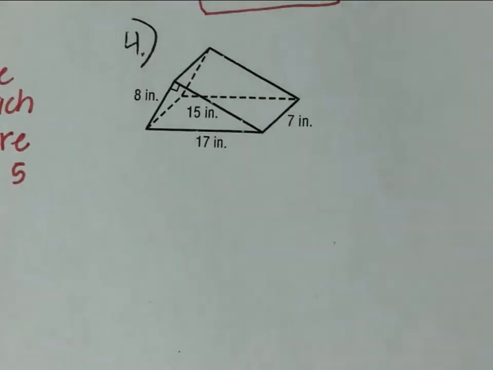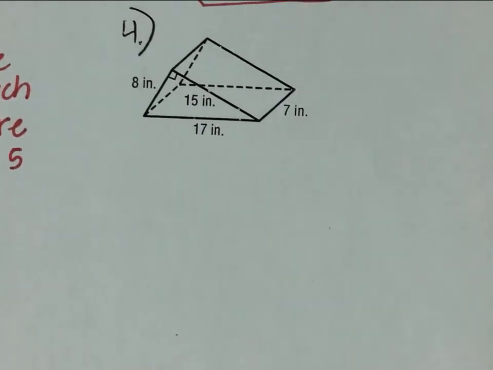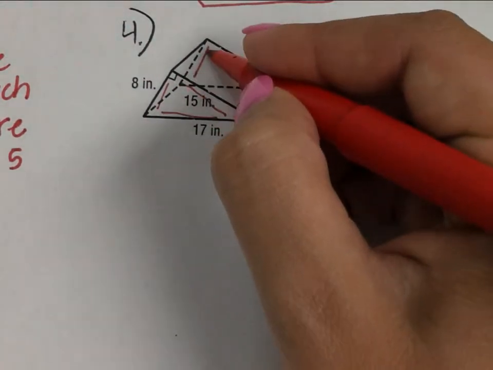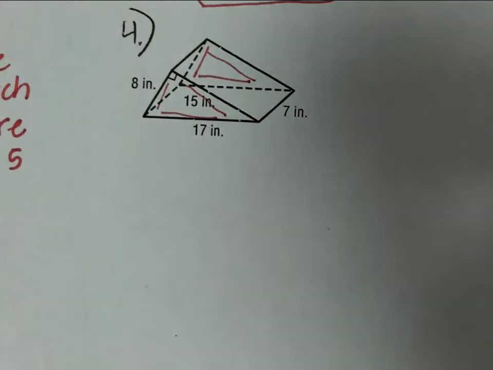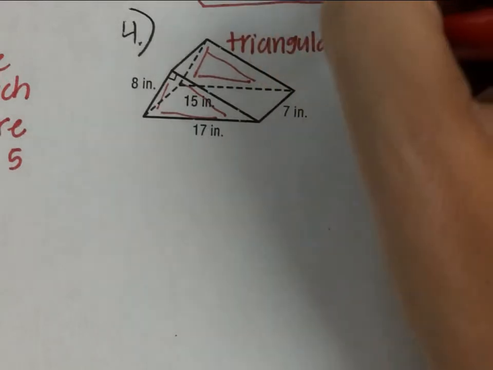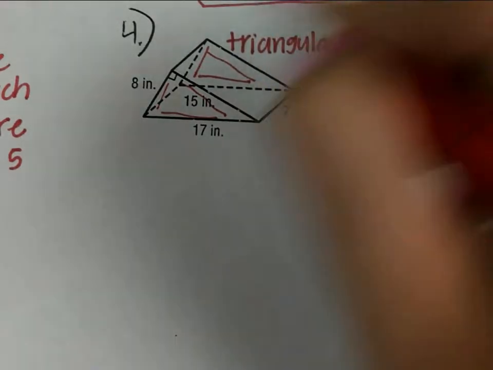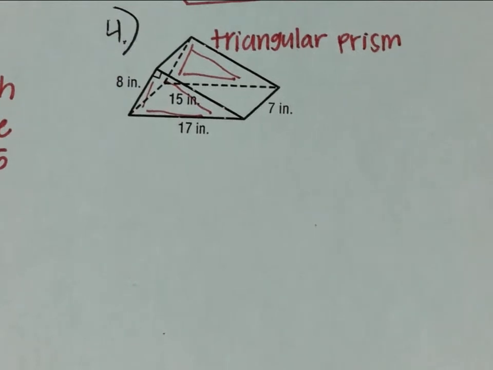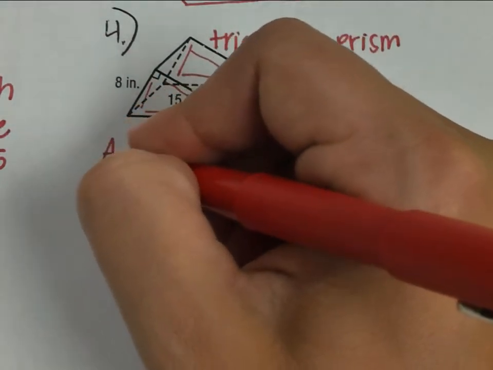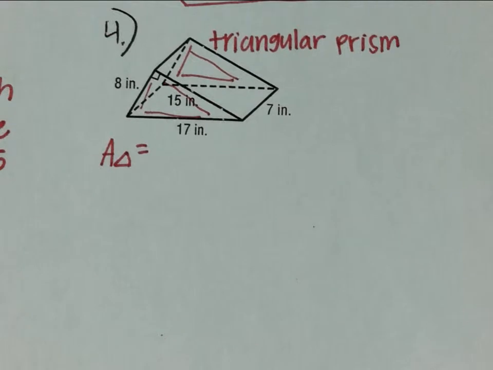All right, moving on to number 4. What do I have there? Another triangular prism, right? I've got these 2 triangles right here that are parallel to each other. So it tells me it's a triangular prism. So I'm taking the same exact steps that I took on the previous problem on number 3. So I'm going to find the area of my triangles first, because they didn't give it to me this time.